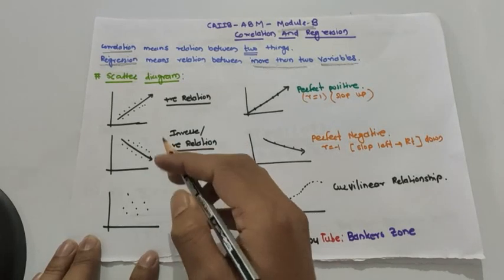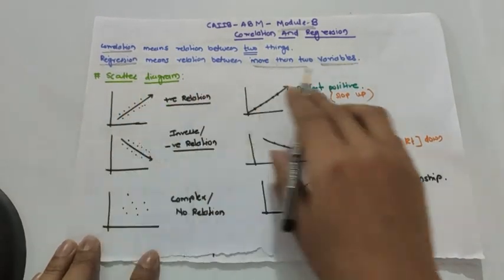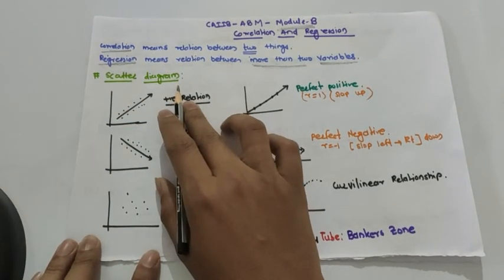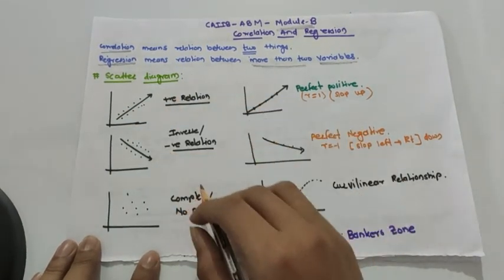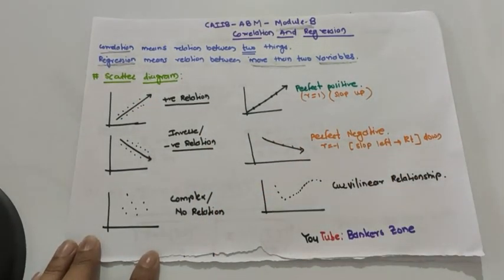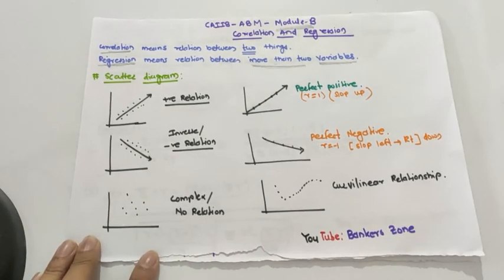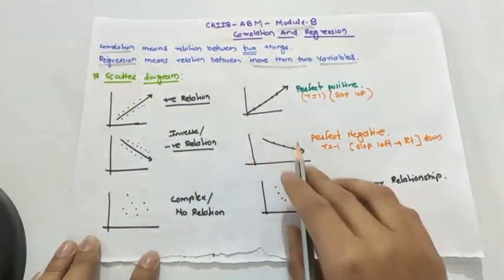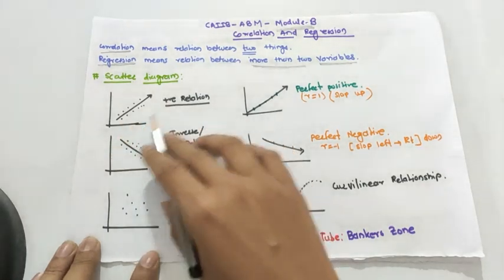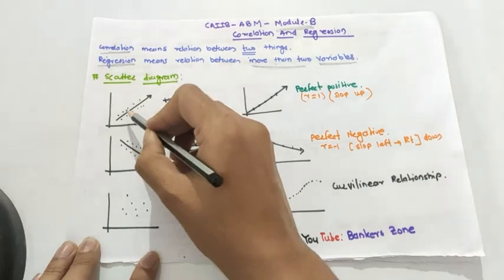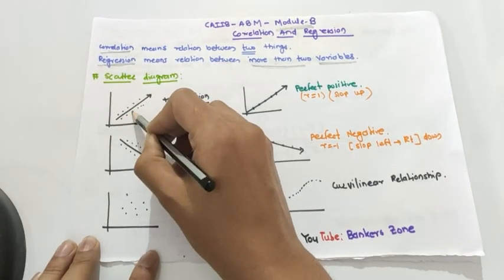Now see this scatter diagram. Friends, in the exam this scatter diagram is not that important for your examination, but in case they want to ask a question on this scatter diagram, how can they ask? They will give you a graph of a diagram and they will ask the relation. What is the relation?